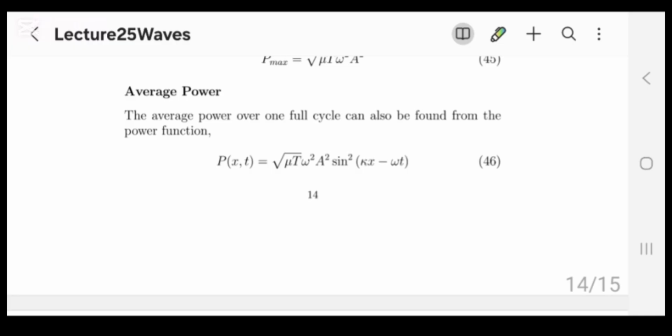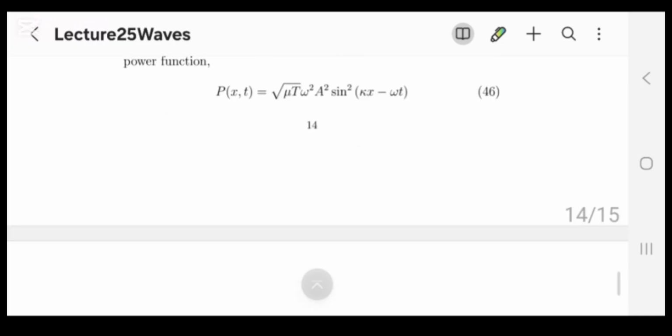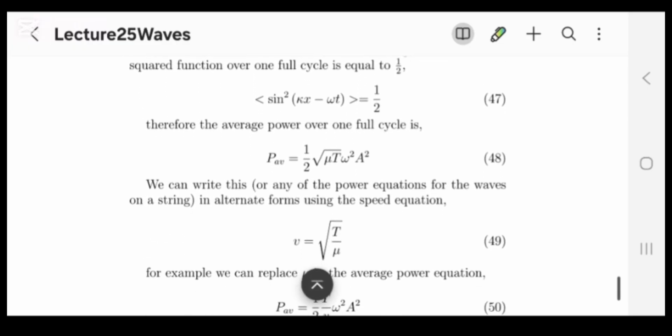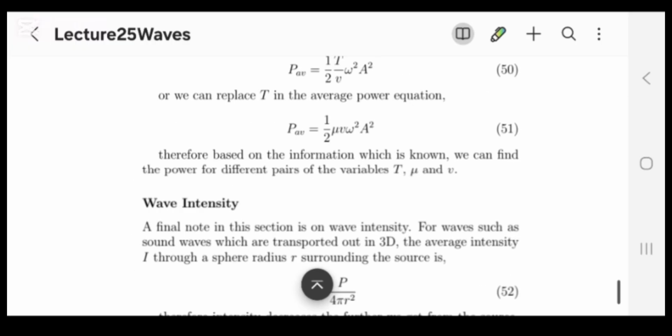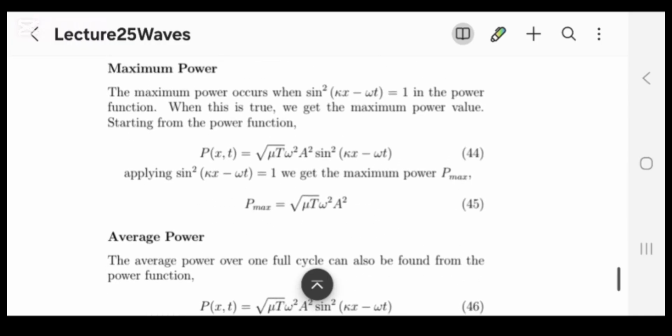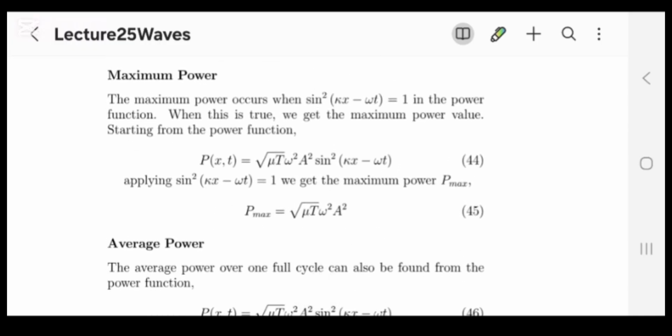This function is the same as power like we talked about before, in units of watts. It's the energy transport per second at a given point in time on the string. So we often are interested in the maximum and average power. That's the final two things we will talk about. How do we find them? Well, the maximum is super easy. When is the sine function at a maximum? When it is equal to 1. So sine squared equal to 1 is when we have max power. If you just set sine squared equal to 1, that's the maximum power transported by our wave, which is given by this expression here.